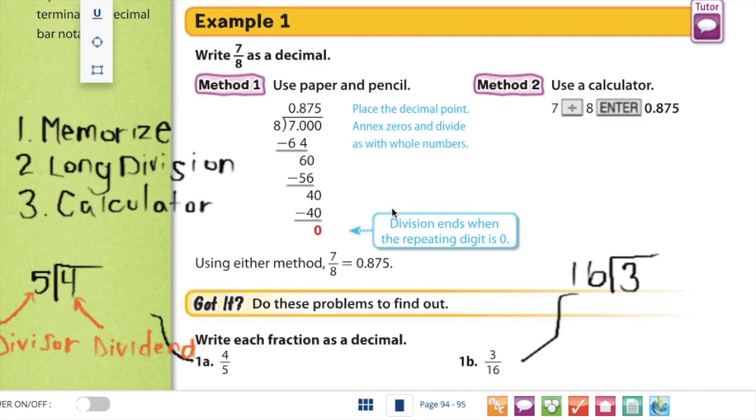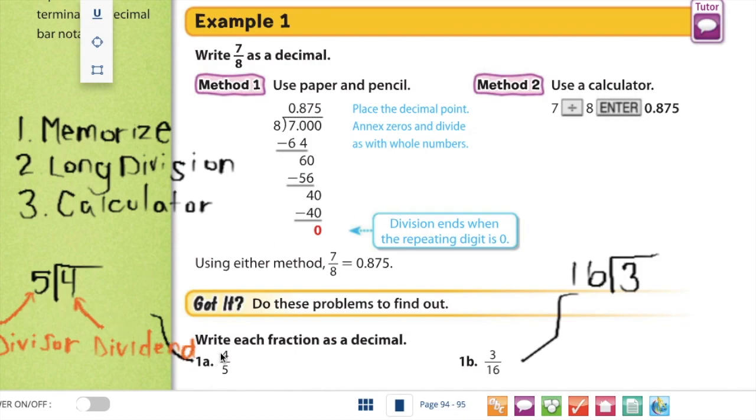When changing a fraction to a decimal, you have a couple methods to choose from. Number 1, you can memorize them. Number 2, you can use long division. Number 3, you can use a calculator. For the example 1 got it problems, I'd like for you to try using long division.